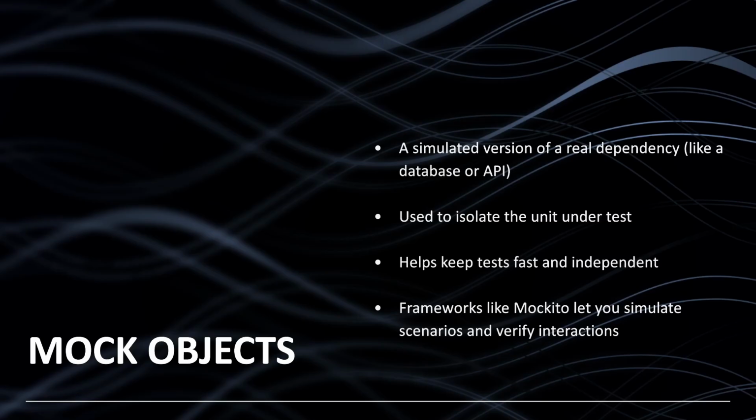Let's focus on mock objects specifically. A mock object simulates a real dependency, like a database, email service, or API. The purpose is to isolate the unit under test. If I'm testing checkout service, I do not want the test to actually call a real payment provider. A real payment provider would be slow, could fail due to network issues, and could even charge real money if configured incorrectly. So, in a unit test, we replace the payment provider dependency with a mock object. Then, we can control what the dependency returns, and we can verify that our unit interacted with it correctly. This keeps unit tests fast, repeatable, and independent.